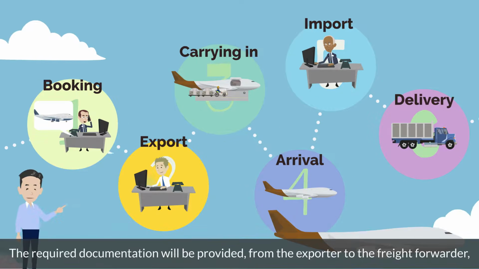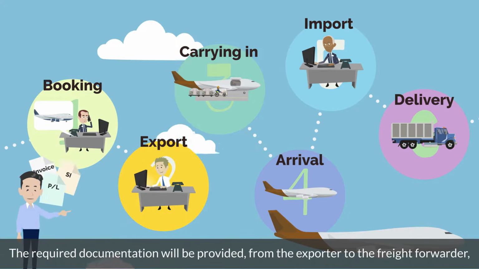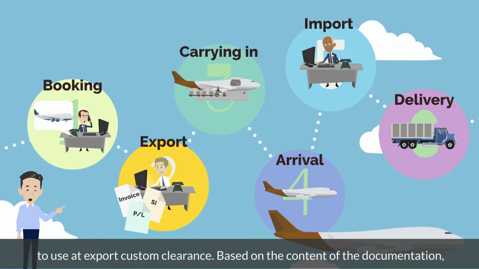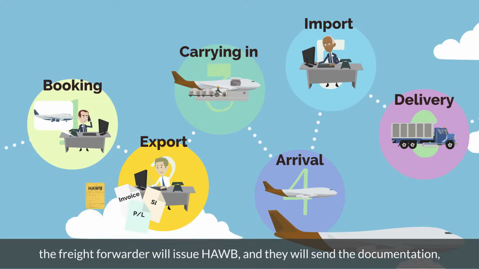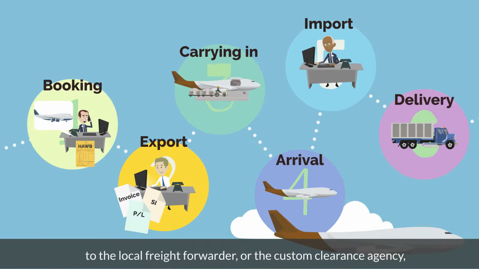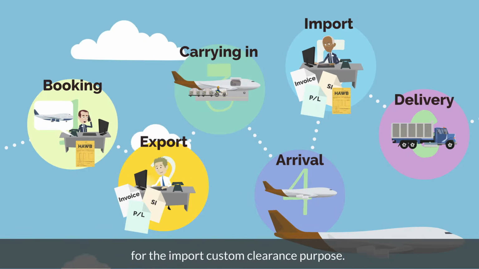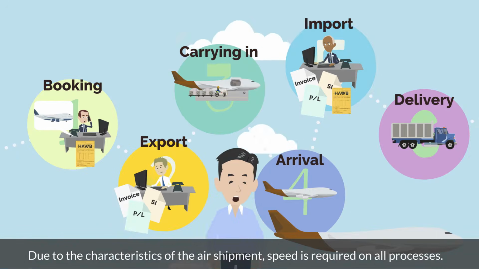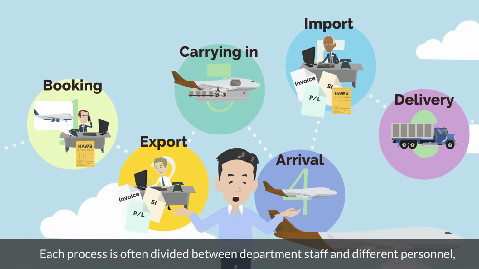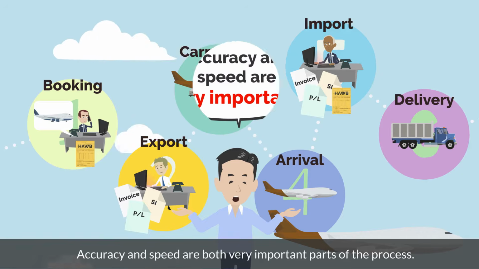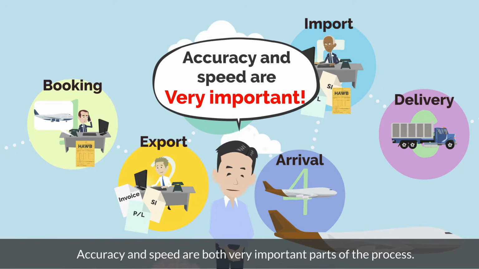The required documentation will be provided from the exporter to the freight forwarder to use at export customs clearance. Based on the content of the documentation, the freight forwarder will issue house airway bill, and they will send the documentation to the local freight forwarder or the customs clearance agency for the import customs clearance purpose. Due to the characteristics of the air shipment, speed is required on all processes. Each process is often divided between department staff and different personnel, so collaboration is required to ensure that mistakes are not made on the documentation. Accuracy and speed are both very important parts of the process.